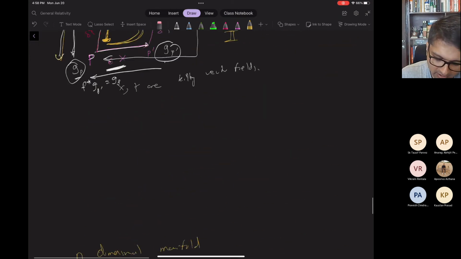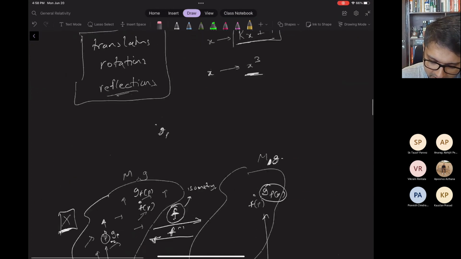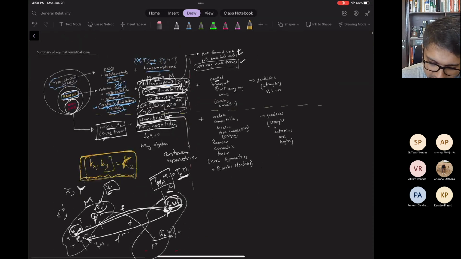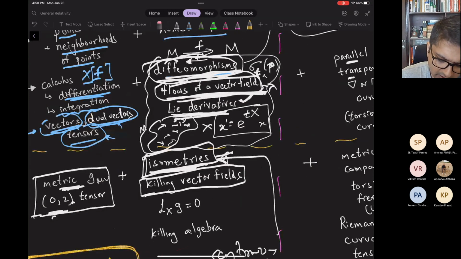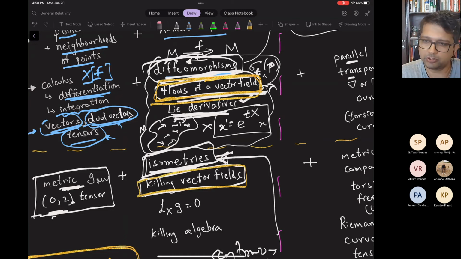And again, one thing that I'll emphasize is that flows of a vector field do not give you all possible diffeomorphisms. For example, discrete diffeomorphisms like a reflection can never be generated by a continuous flow, this one parameter flow. So these only give you continuous diffeomorphisms. Similarly, Killing vector fields will only give you continuous isometries of the metric. You can have discrete isometries of the metric, which you cannot find from Killing vector fields.